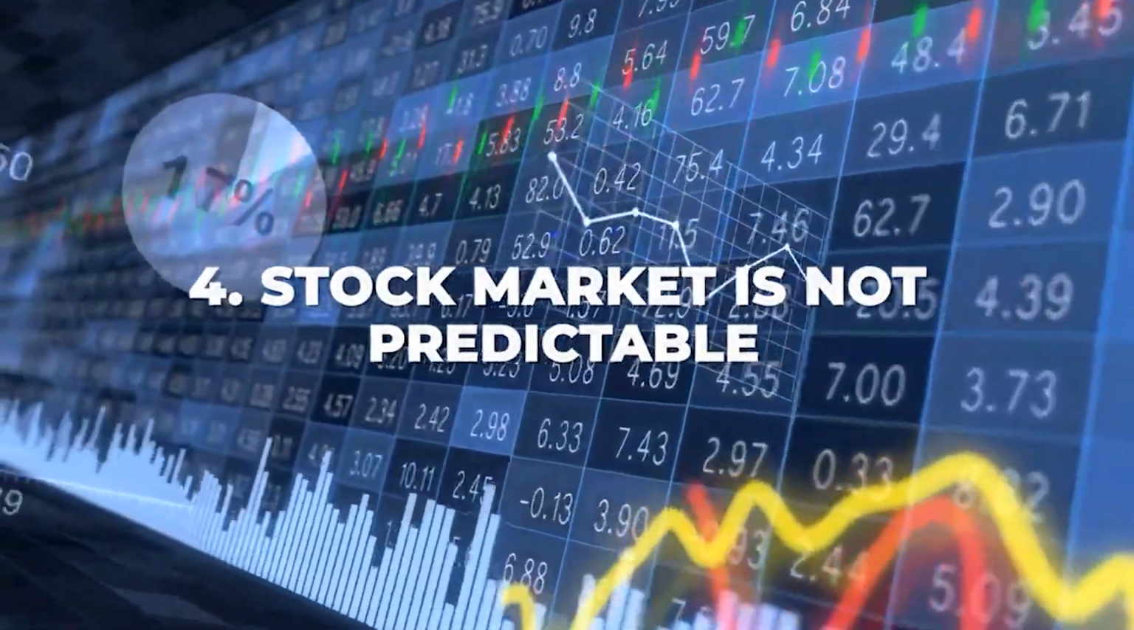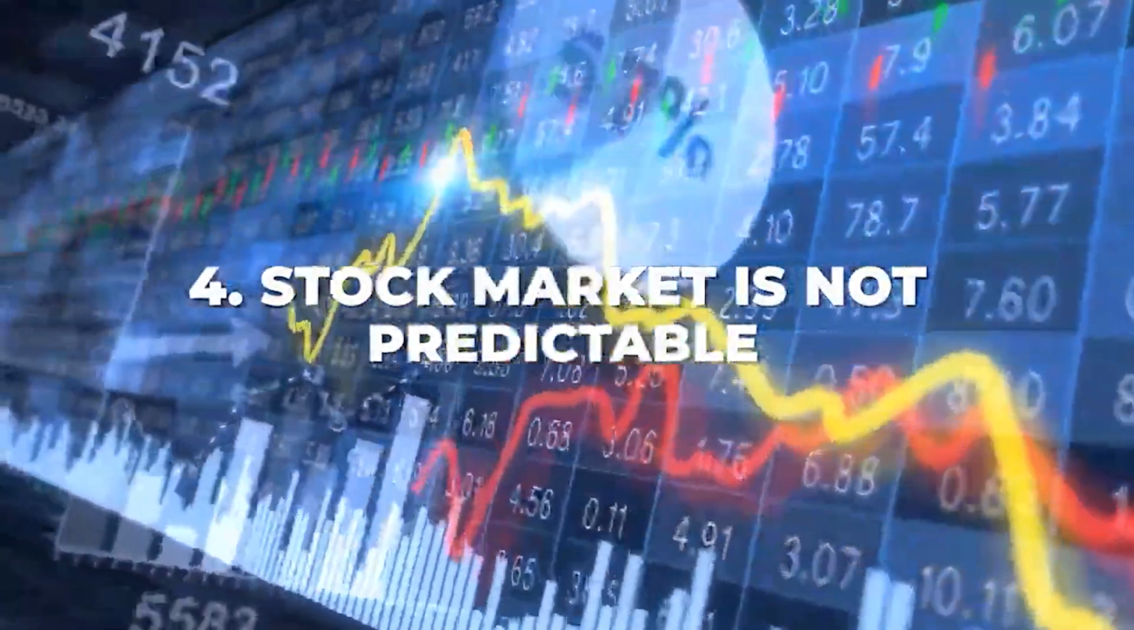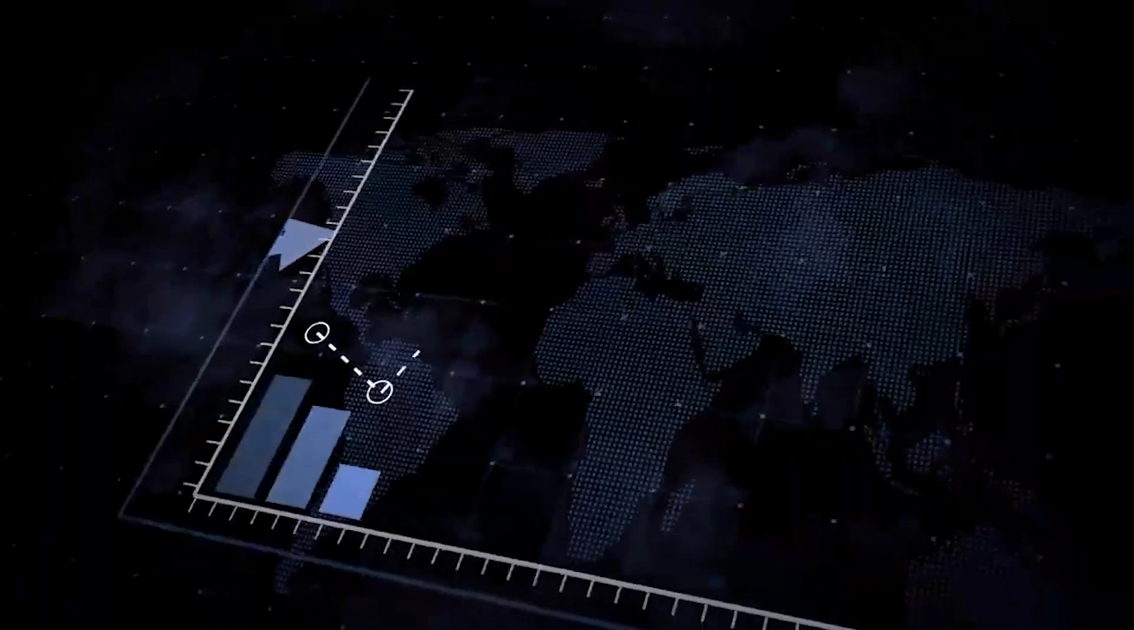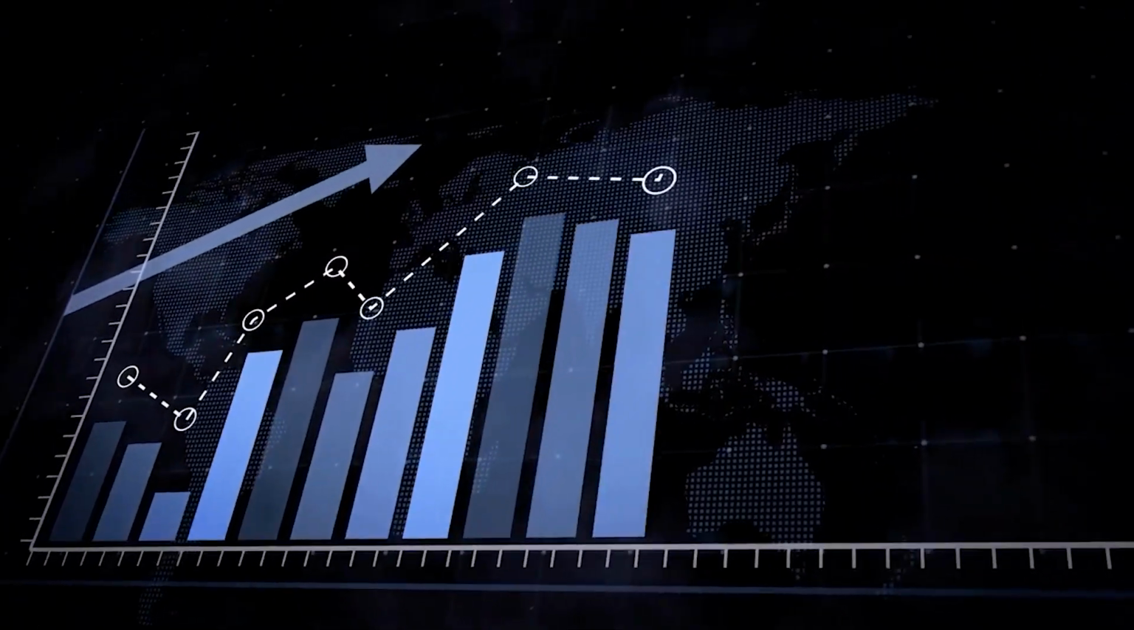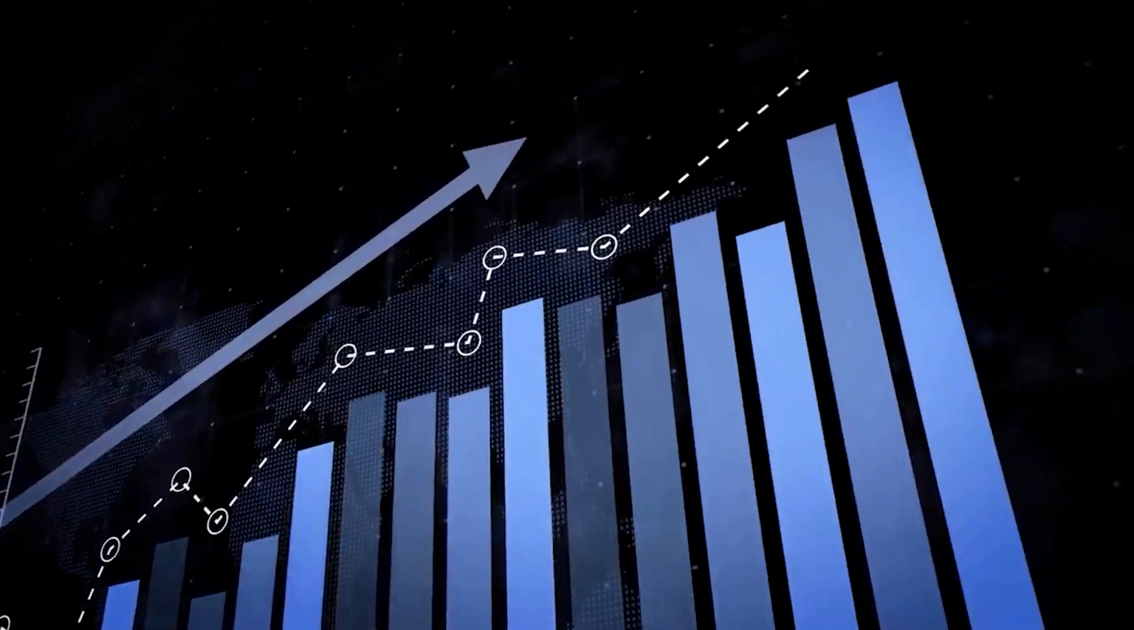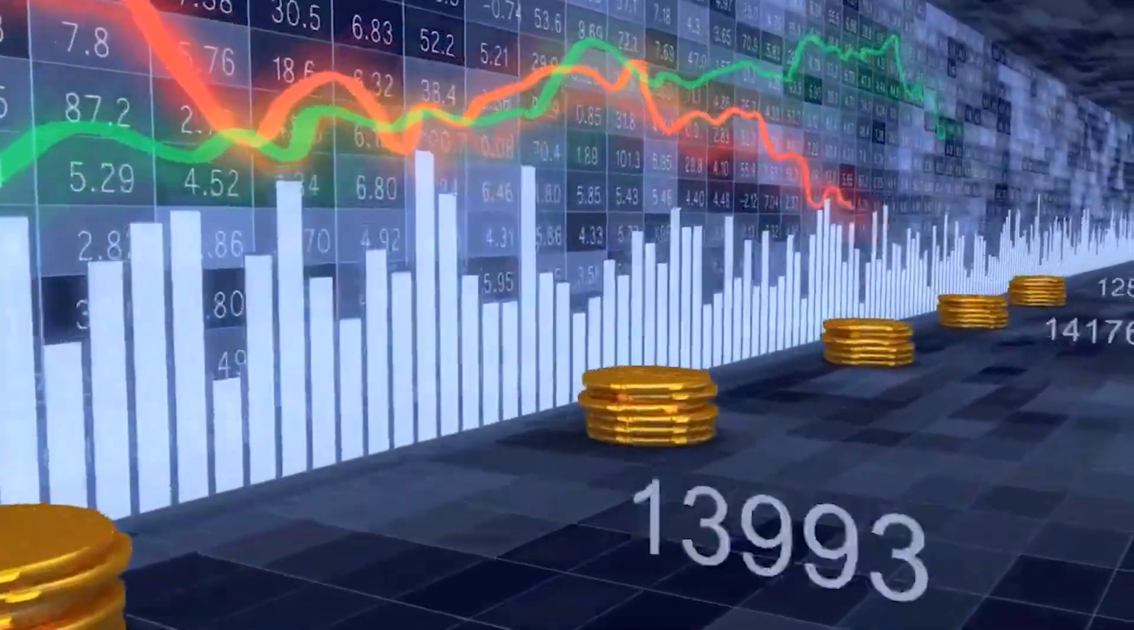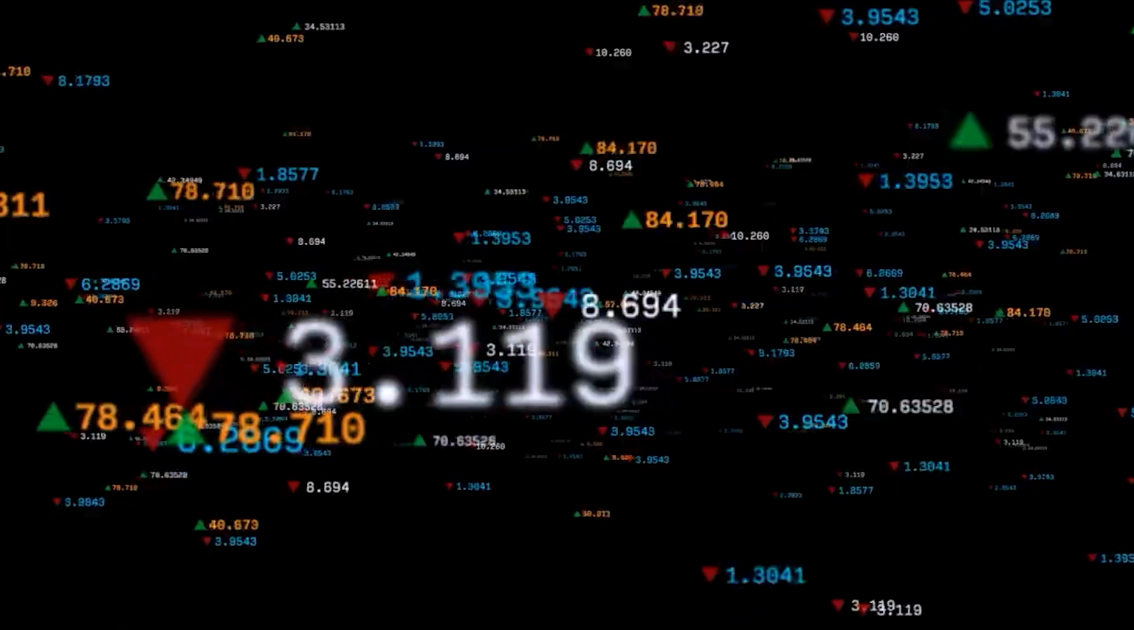Number 4, the stock market is not predictable. Many people believe the stock market is predictable and can be timed perfectly. However, the reality is that the market is unpredictable and subject to fluctuations caused by various factors.